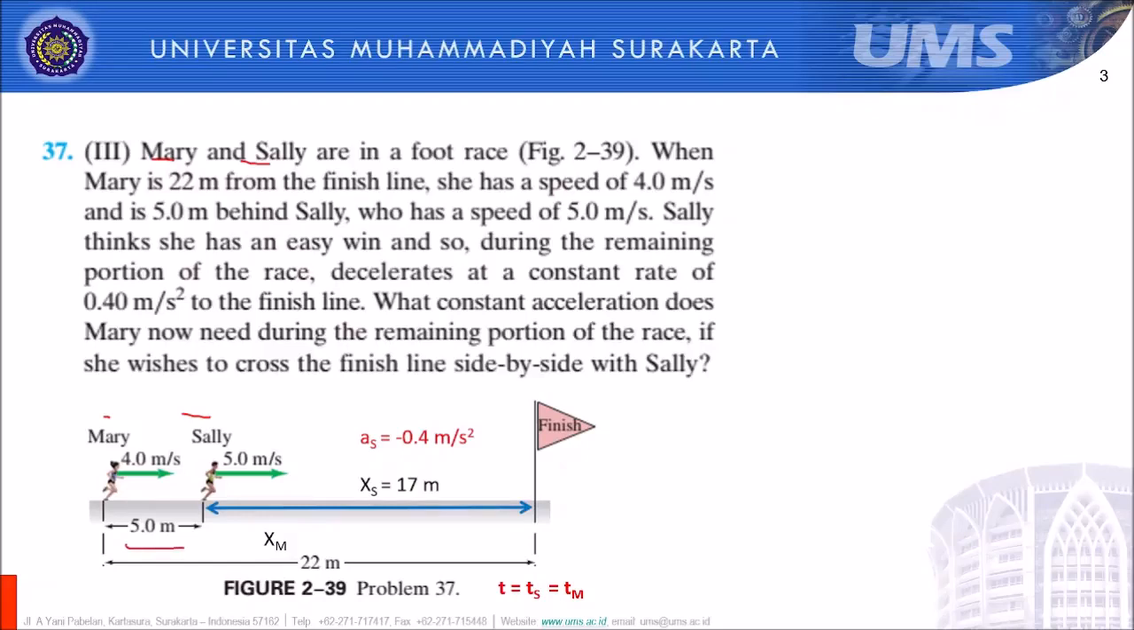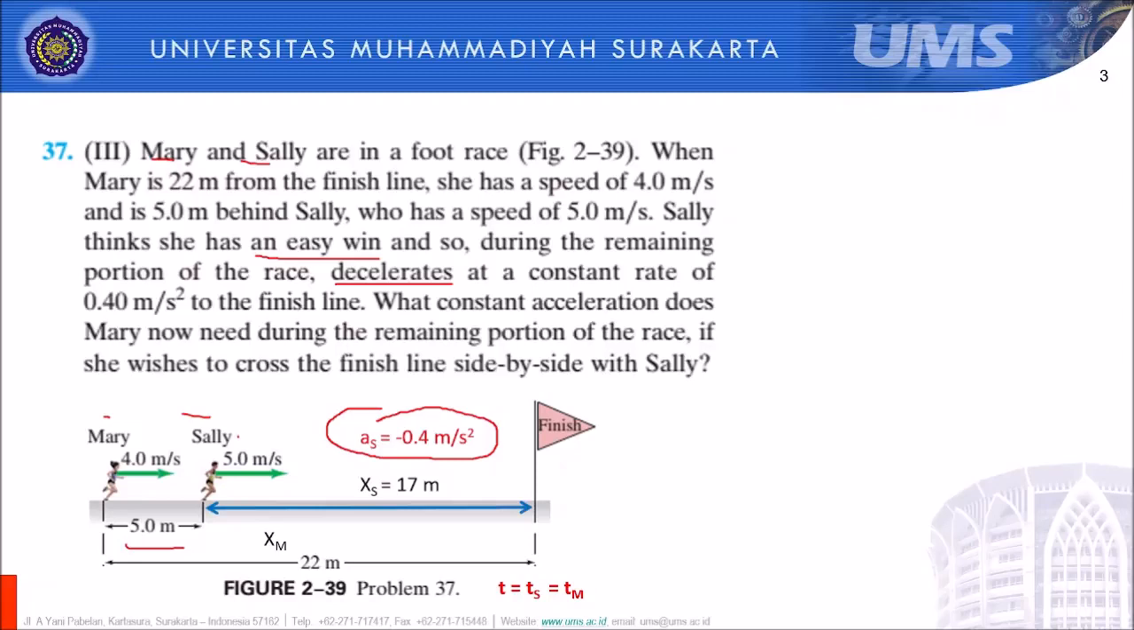This is quite similar to the previous question, right? The speed 4, 5, the distance is 5, and then Shelley reaches the speed here. So you have the deceleration, because she thinks she is quite close to the finish line now. See, you can read here. Shelley thinks she has an easy win, and so during the remaining portion of the race, she decelerates at a constant rate. So it means she reaches the speed here.